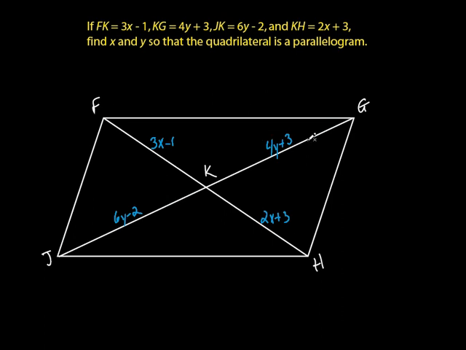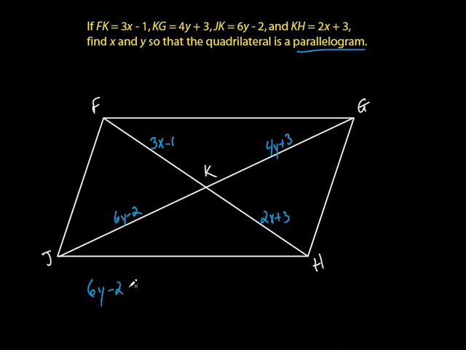I'm sorry, I should say this. If this was a parallelogram, I want to find x and y so that it makes this a parallelogram. So if this was to be a parallelogram, then the diagonals would actually bisect each other. So if the diagonals bisect each other, then it's a parallelogram. So let's make these diagonals bisect each other. That would make this equal to this right here. So JK and GK must equal each other in order to make this thing a parallelogram. So let's set them equal to each other.